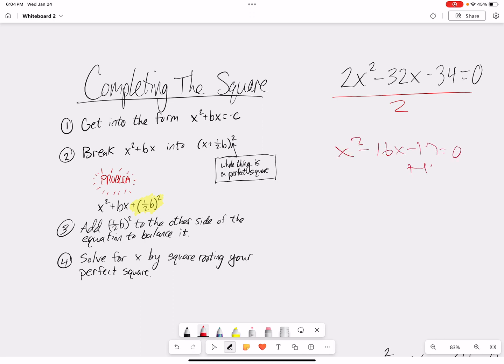We would add the 17. So there's no way this is only a 15-minute video. This is probably so much longer. And now we can split this x coefficient in half.